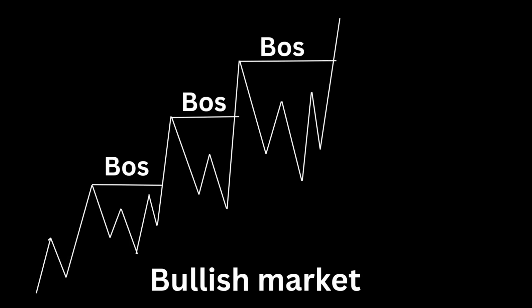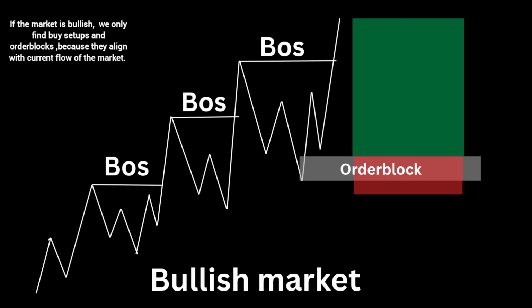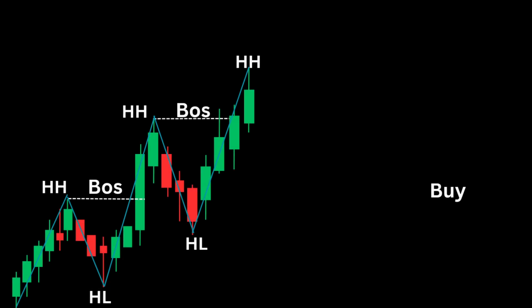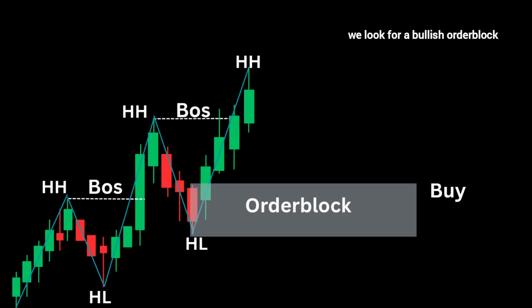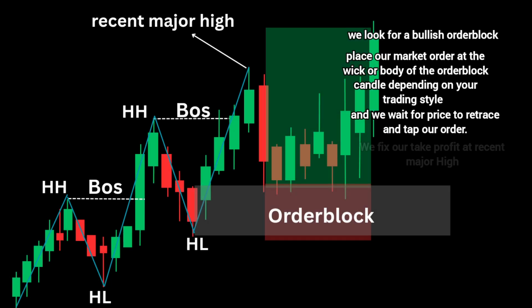We trade according to the trend of the market. If the market is bullish, we only find buy setups and order blocks, because they align with the current flow of the market. Now let's dive into the chart. Since price is moving upwards, we look for a bullish order block, place our market order at the wick or body of the order block candle depending on your trading style, and we wait for price to retrace and tap our order. We fix our take profit at the recent major high. Now price taps our order and hits our take profit.